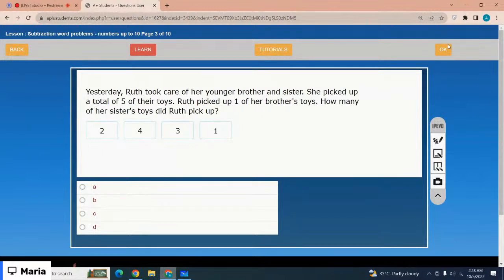The correct option is 5 take away 1, right? That means you have to subtract 1 out of 5. So 5 take away 1 is, very good, that would be 4. The correct option is option number B, right?